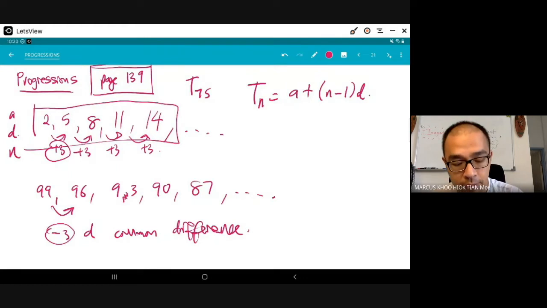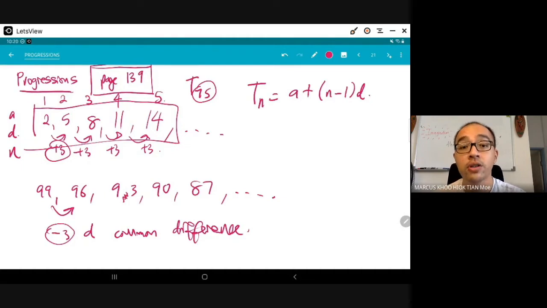T75 means the 75th number. This is the first number, this is the second number, this is the third number, the fourth number, fifth number, and so on. So we want to find the 75th number. We can continue until 75 if you want, or you can use this formula, because all you need is two things: the first term and the pattern, the common difference. So those are all the things that we studied before the holidays. I'm not sure if you have answered the exercise questions in the module, but if you haven't, no worry, we will do this at the end of the chapter.